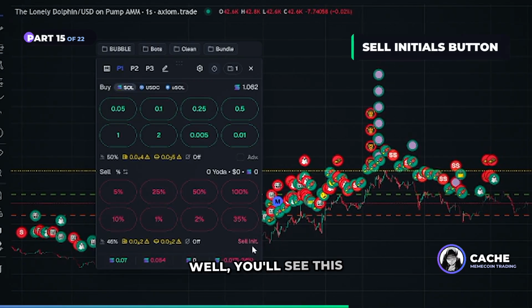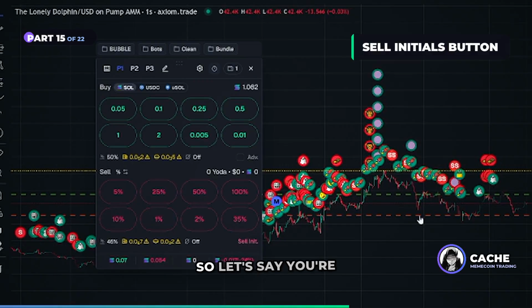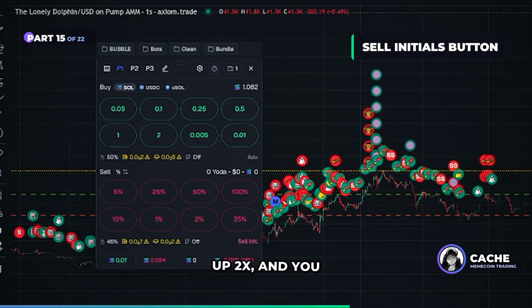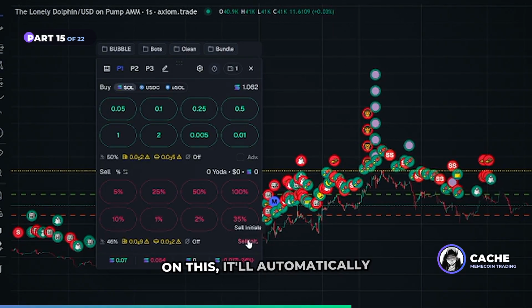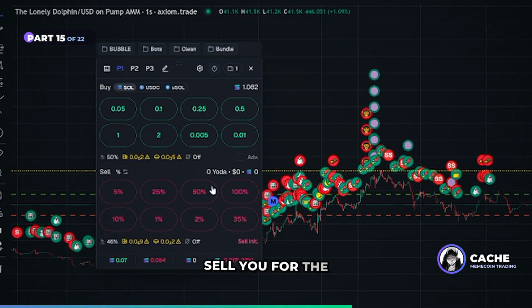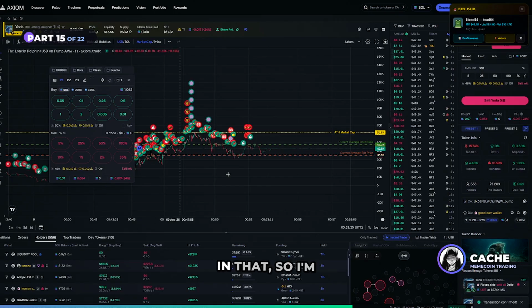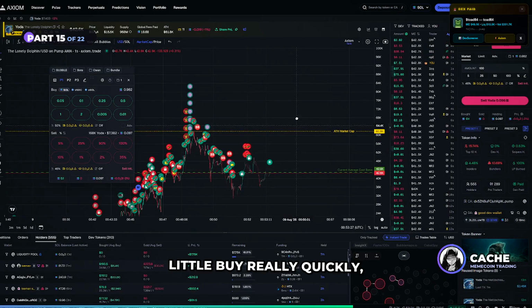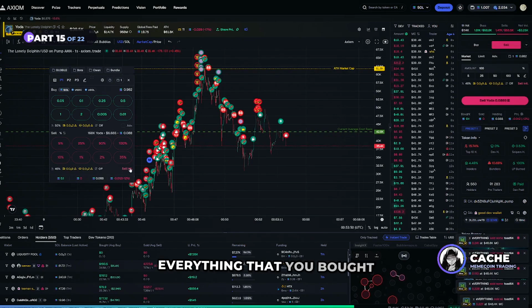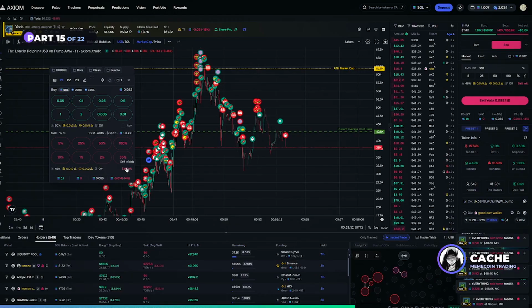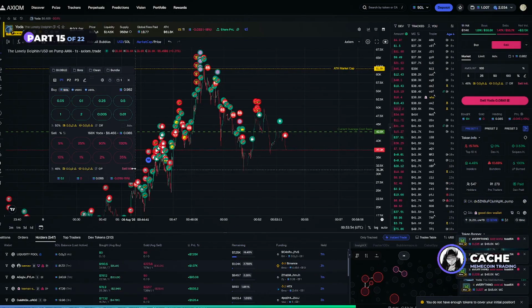And as well, you'll see this little sell initials button. So let's say you're up 2x, and you just want to make sure that you break even guaranteed. You click on this, and it'll automatically sell you for the exact amount you bought in at. So I'm going to just do a little buy really quickly. But basically, the sell initials button sells only everything that you bought in with. I'm going to just click it.